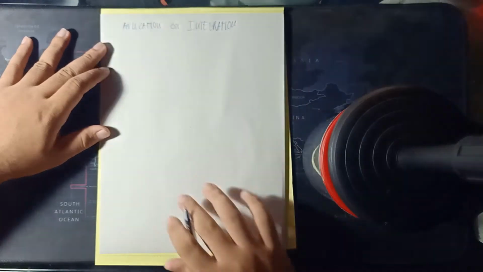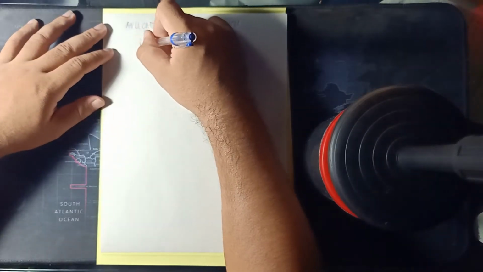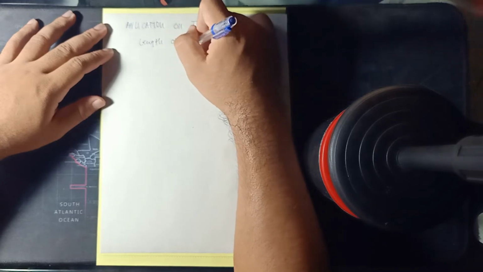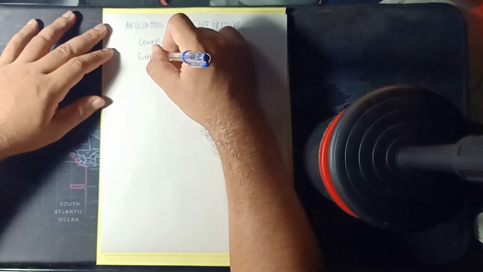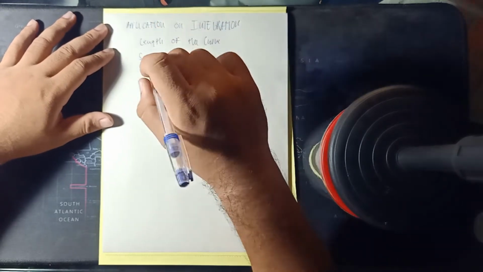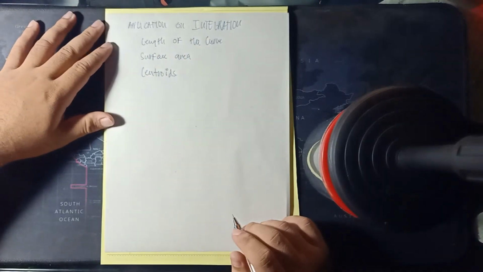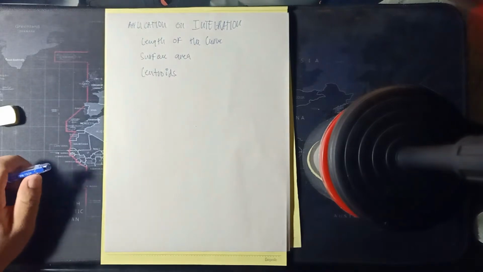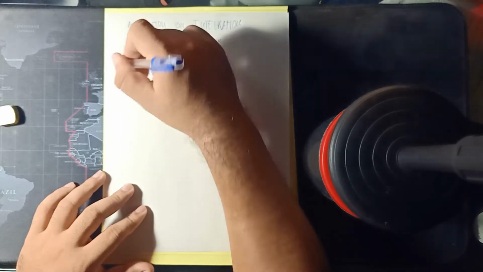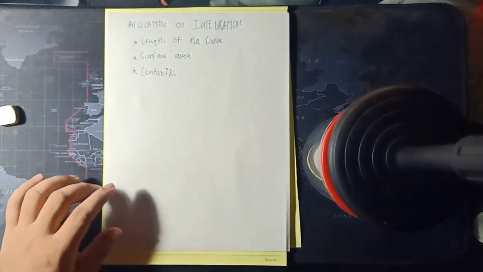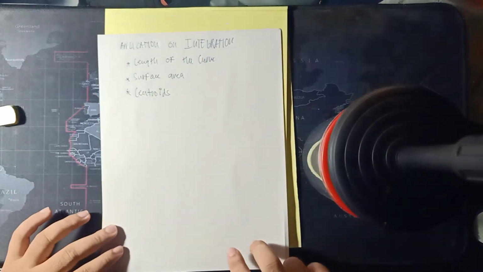So there will be now 3 topics to be discussed, such as the length of the curve, the surface area, and the centroids. Our objective is that we should know how to apply integration in these 3 topics: your length of the curve, your surface area, and your centroids. So, let's start with the length of the curve.